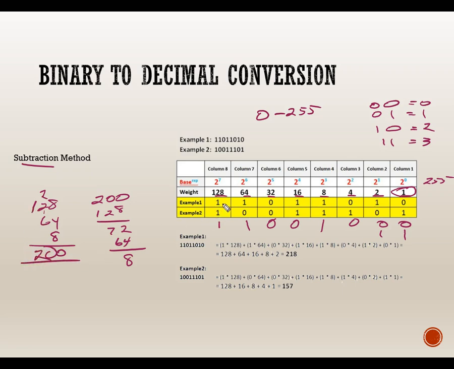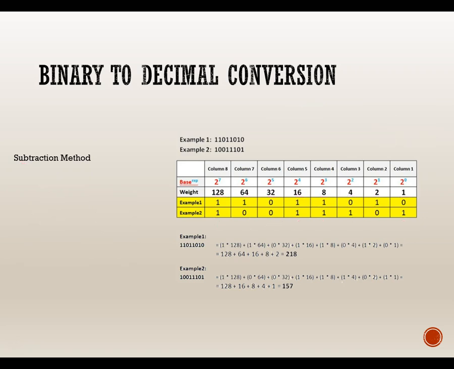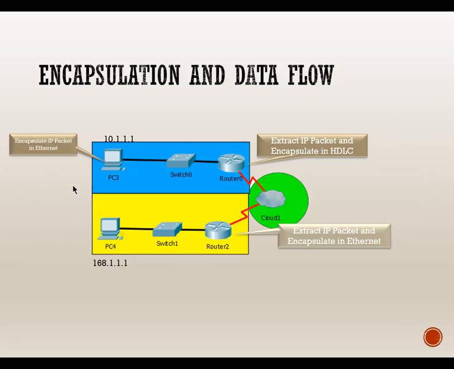So we can either use the chart, add them up, or use the subtraction method in order to convert from decimal to binary. If we have the binary, obviously we write it in binary here and just add up the digits to get the number that we want.